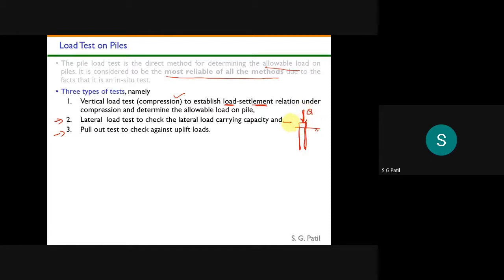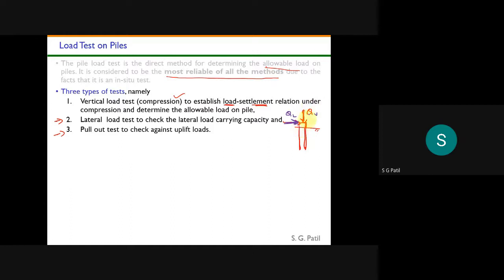And then it will also be subjected to lateral load. This is QV, and this is Q lateral, QL. And what is the another type of loading? It can also be subjected to a pull-out.